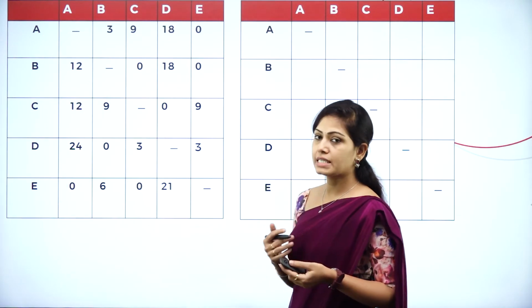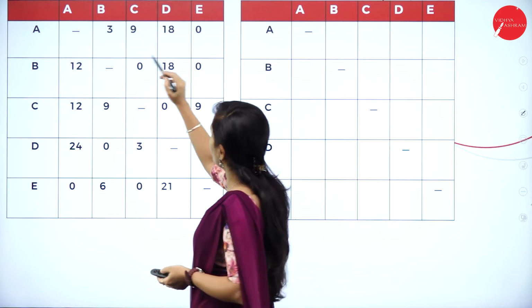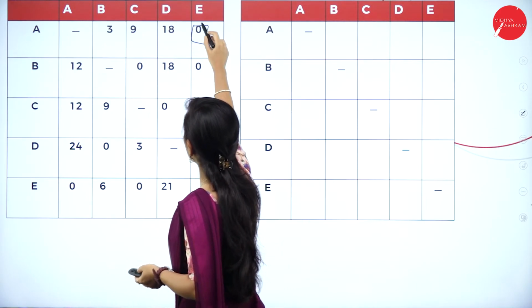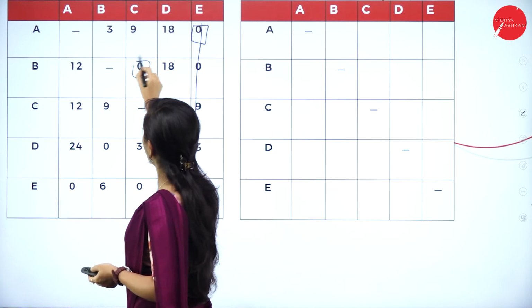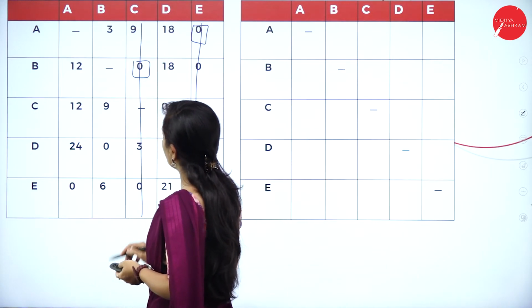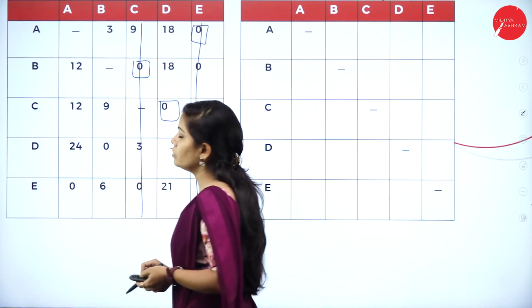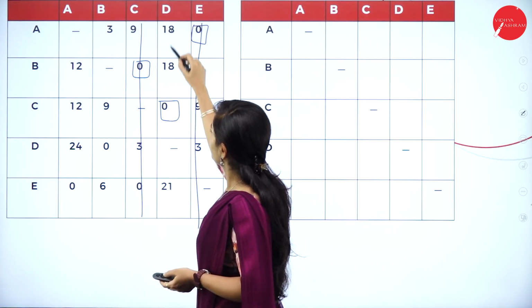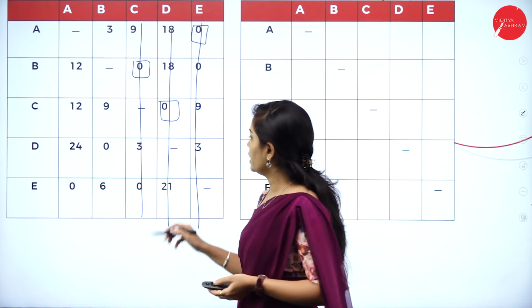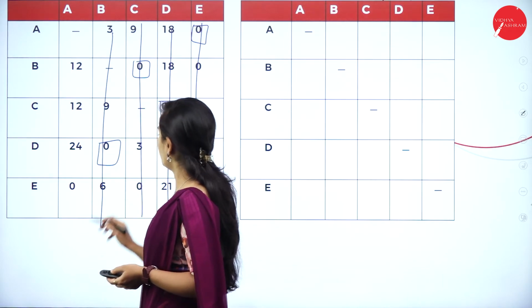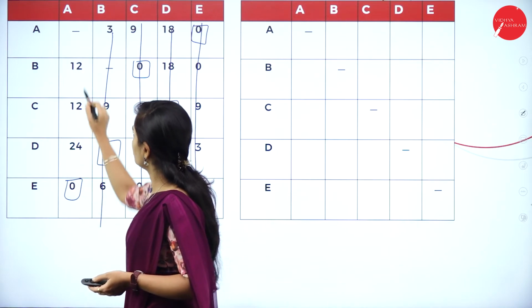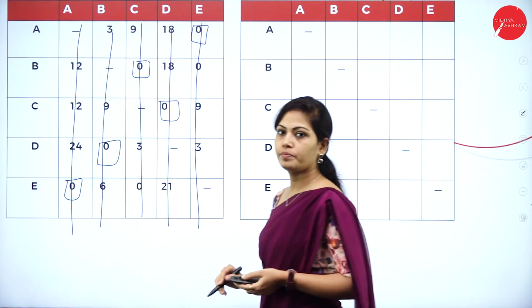So now I will assign the zeros. In the first row, I have one 0, put a square box and a vertical line. And in the second row, one 0 and a vertical line. In the third row also one 0, vertical line. And in the fourth row, we have one 0, assign the 0. And in the fifth row, I have one 0, assign this 0.